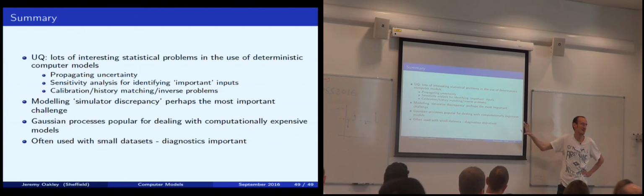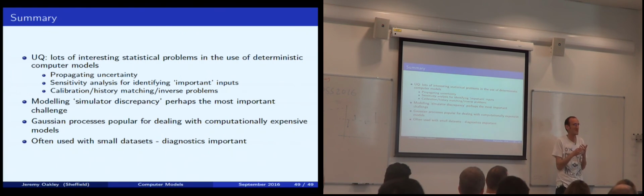haven't really talked about it, but there are various diagnostic checks that you should do. The very simple one is leave-one-out cross-validation. That's not always very reliable if you're working with smaller data sets. The gold standard is to have a separate validation data set, and then there are particular diagnostics that you can do to check the Gaussian assumptions and the correlation assumptions. So that's an important part of it, but I haven't said very much about it here.